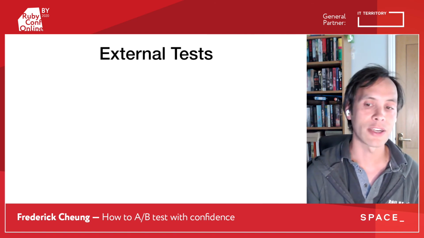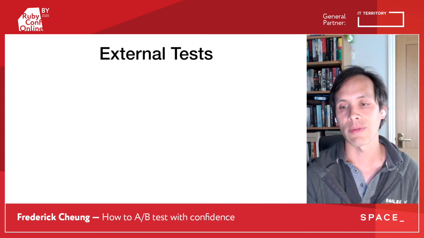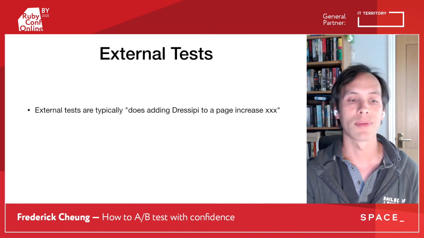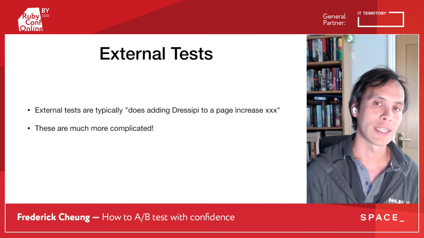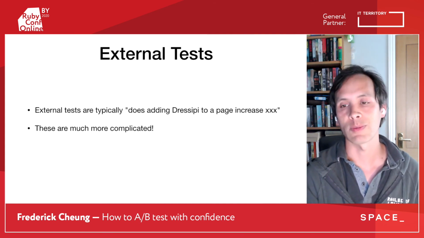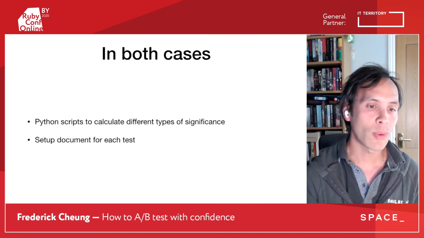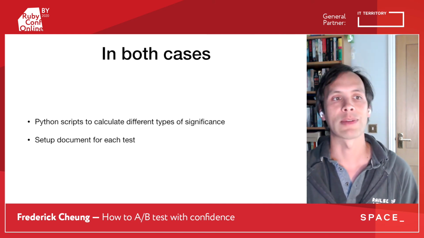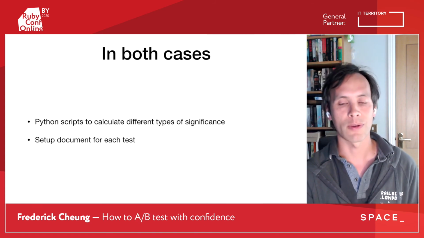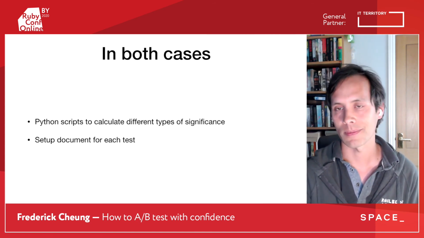And the other kind is our external tests. These are typically of the form, if we add recipe to a page, does it increase something? And these are much more complicated, typically because the responsibility is split across multiple parties. Either way, we have some Python scripts to calculate different types of significance, and we always run a setup document for each test, which we'll talk about in a bit.